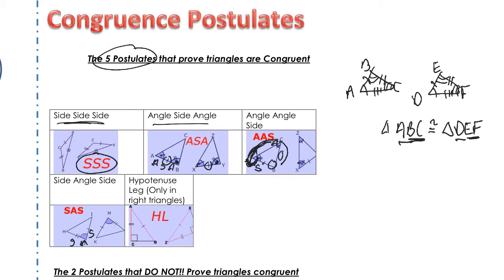And the last one we're going to talk about, hypotenuse, leg. We'll talk about that at the end of the unit. It's basically when we have 2 sides equal and we have the right angle. We'll talk about that when we get there. Don't worry about it yet.